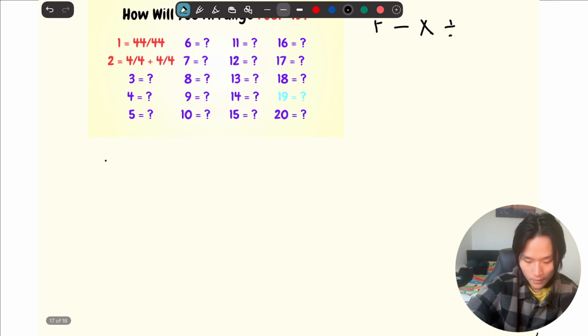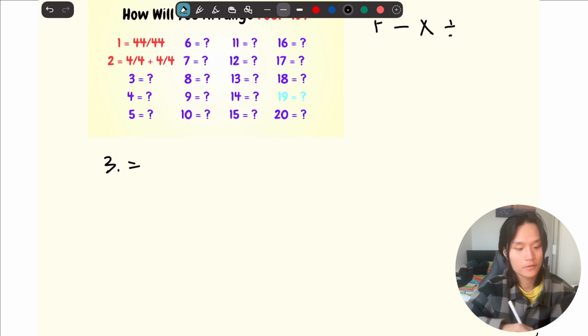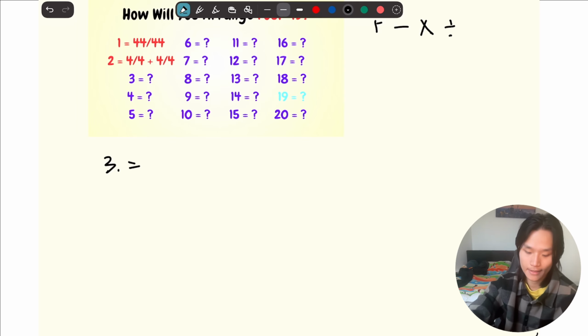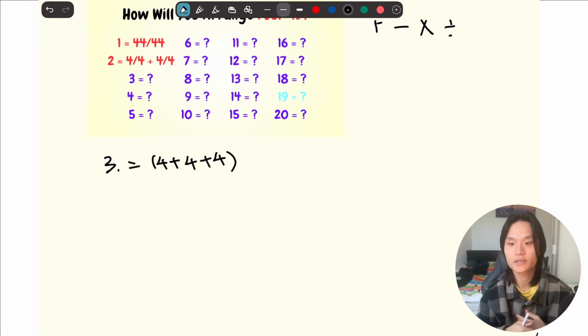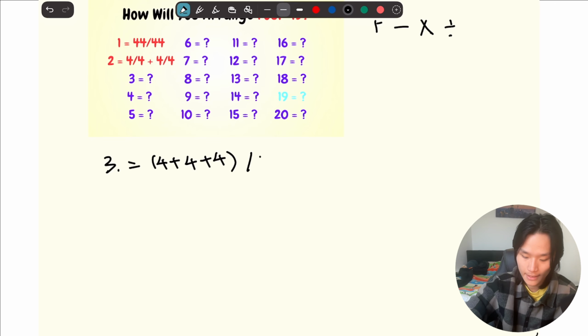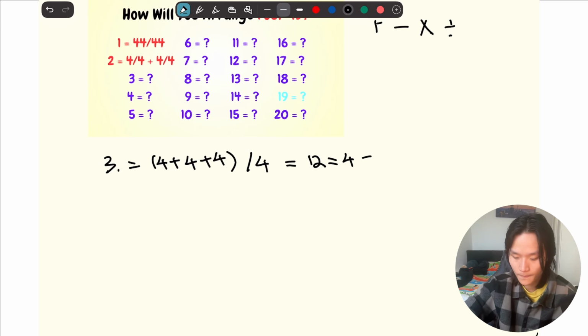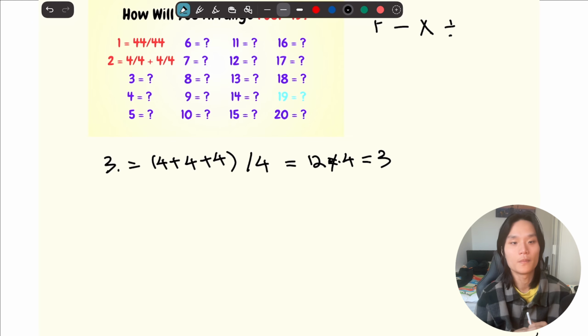So how will we do 3? Well, for 3, we can sum up the three fours. 4 plus 4 plus 4, that's 12. And then if we divide that by 4, that's 12 divided by 4, that's just number 3.